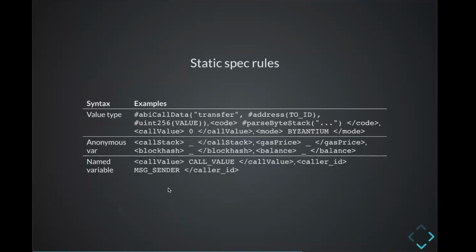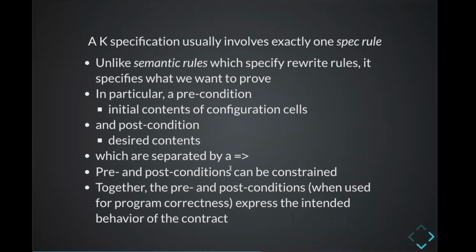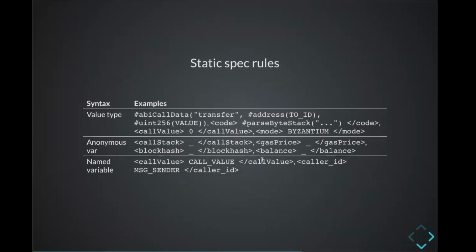So static spec rules are ones that don't contain the rewrite symbol. In other words, the precondition has to equal the postcondition. So let's take a look. So examples of that are, essentially you can have three possibilities here. You can have a value type. So an example of that is the call data. So the call data for a function, it should remain constant throughout the entire execution of the contract.